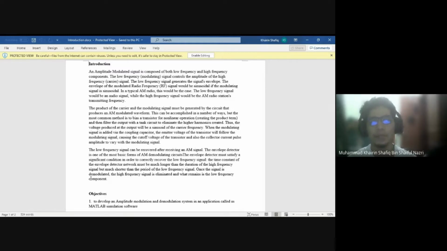The envelope detector is one of the most basic forms of AM demodulating circuit. The envelope detector must satisfy a significant condition in order to correctly recover the low frequency signal. The time constant of the envelope detector must be much longer than the period of the high frequency signal, but much shorter than the period of the low frequency signal. Once the signal is demodulated, the high frequency signal is eliminated and what remains is the low frequency component.